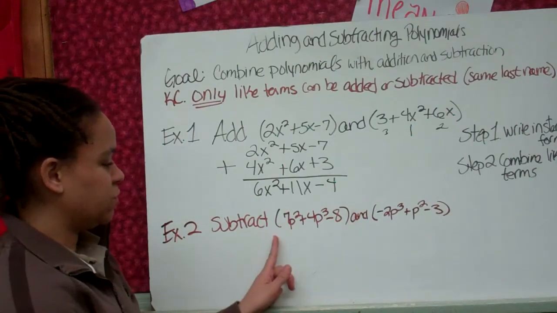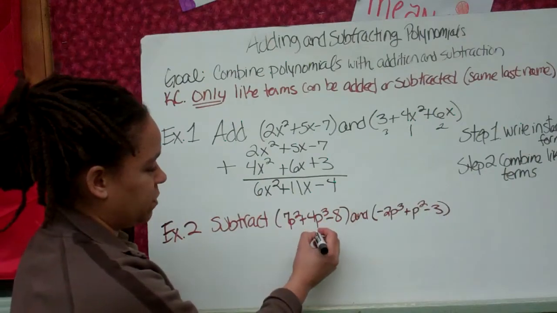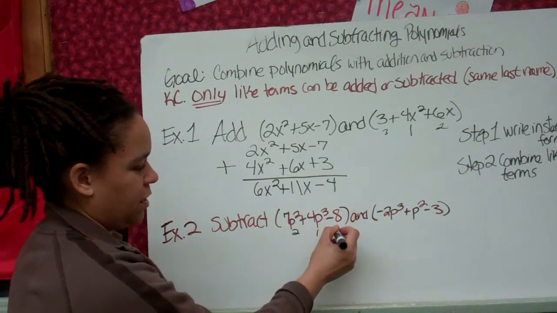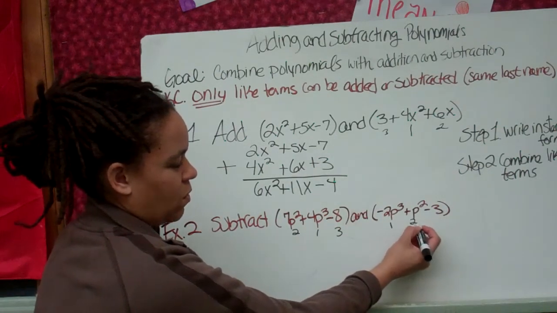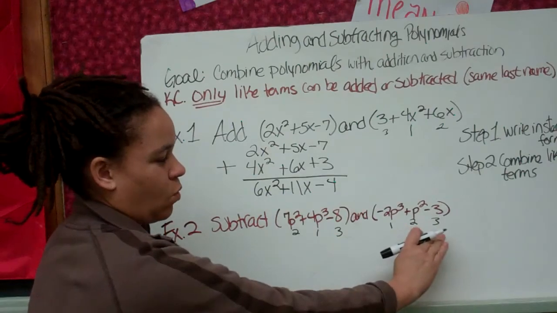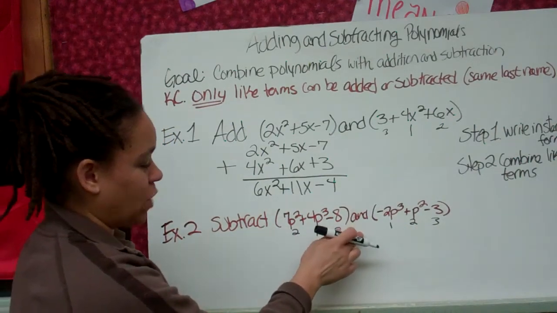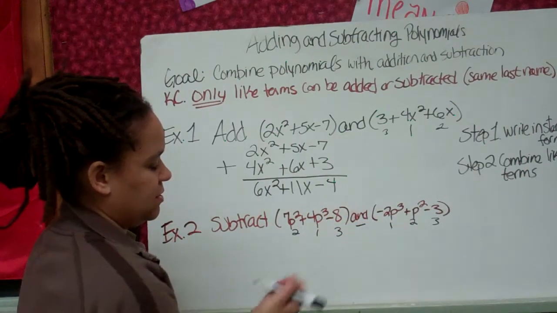Let's try one where we subtract. Same thing, write it in standard form. So our first term would be here, the cube, then the square, then the constant. Over here, the cube, then the square, then the constant. That one's already in order. So we'll keep this one. It says this. We're going to subtract. So subtract this minus this.